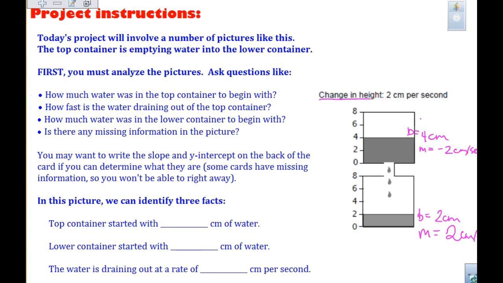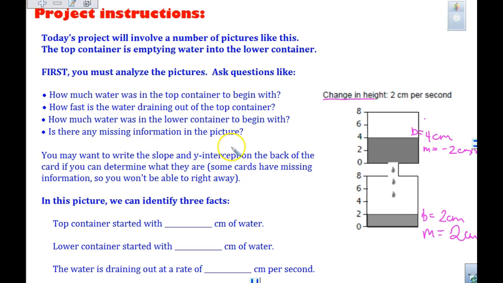So it says, is there missing information? Sometimes on our cards, you're going to have something missing. It says you may want to write the slope and the y-intercept on the back of the card, and what I'll probably have to do with these pictures is write it on the front. So you can determine some cards are missing information that you won't have right away.